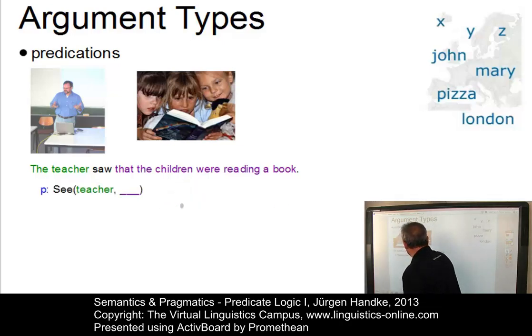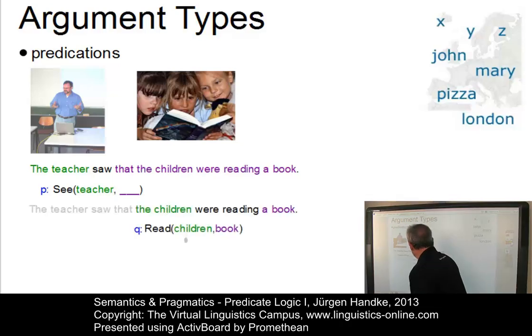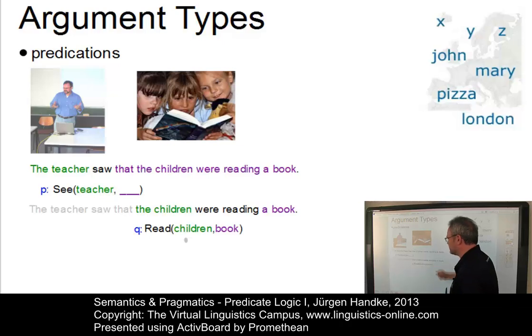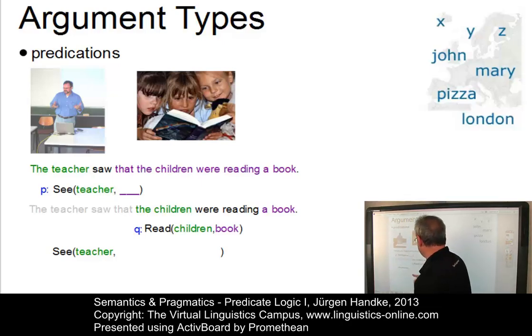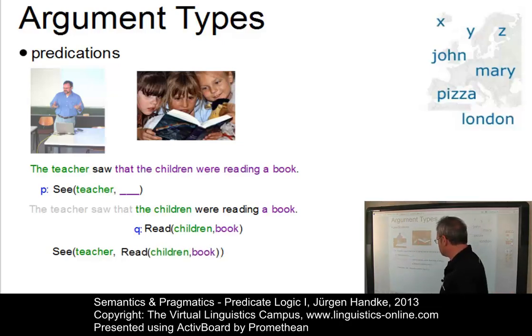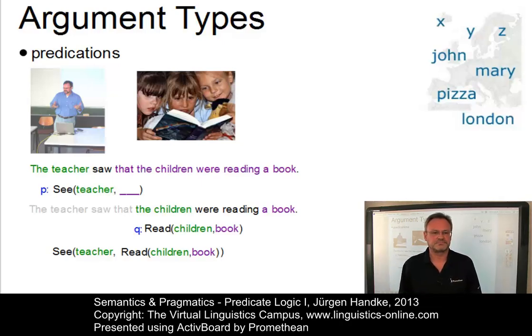Here is the first. See(teacher, ...). So the teacher saw something. And here is the second. The children were reading a book, read(children, book). In putting them together, we now use the second predication as an argument of the first. So this is what we have to do. Here is our first predication, see(teacher), and then we need a second argument. Well, and the second argument is the entire second predication Q. So this is now our complex predication with two arguments. The first argument is an individual constant, and the second argument is a predication. So predications can be arguments of predicates.